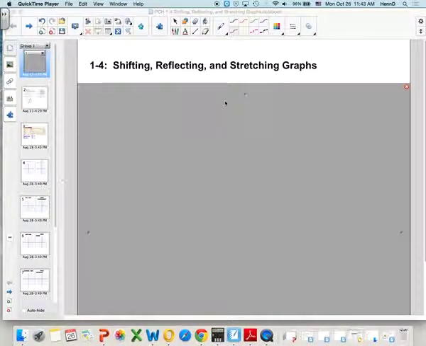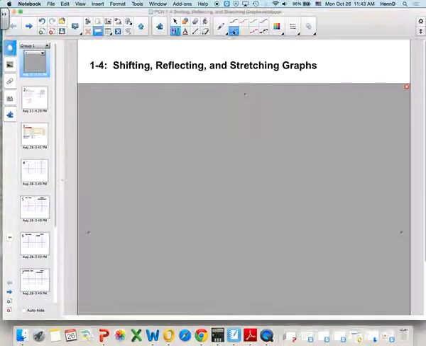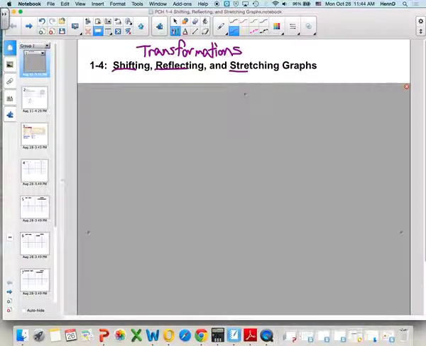All right, so the title of this section, Shifting, Reflecting, and Stretching Graphs, really identifies the three key aspects of what we call transformations. Transformations, okay? We can shift, we can reflect, and we can stretch graphs.